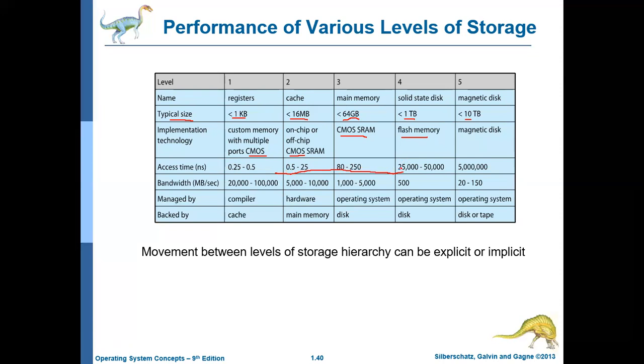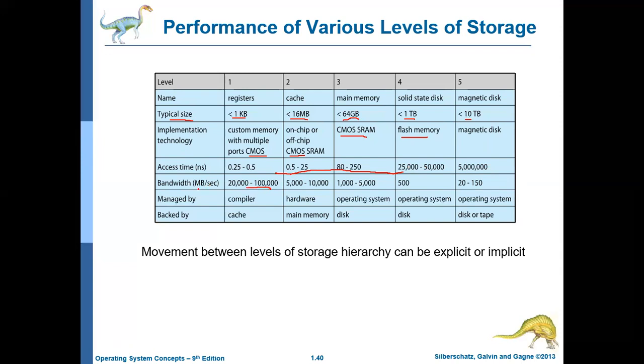Whereas if you see solid state disk, it takes this much time for the processor to access, 25,000 to 50,000 nanoseconds. Magnetic disks even more. Bandwidth represents the amount of data transfer, the rate at which they can transfer data. Again, if you see, these devices can transfer data at a much faster rate.